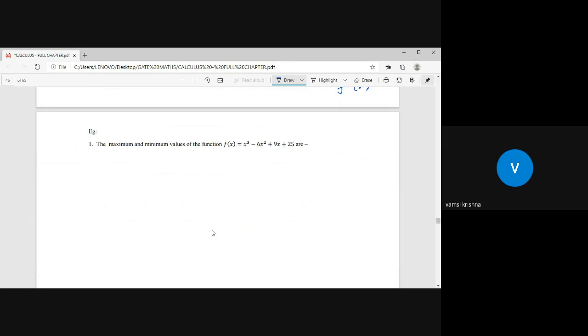This is the example we have. The given function is f of x equals x cube minus 6x square plus 9x plus 25. Let us find f dash of x. The differentiation of x cube is 3x square, minus x square differentiation is 2x, so it becomes 12x, plus 9x differentiation is 9, and 25 differentiation will be 0.